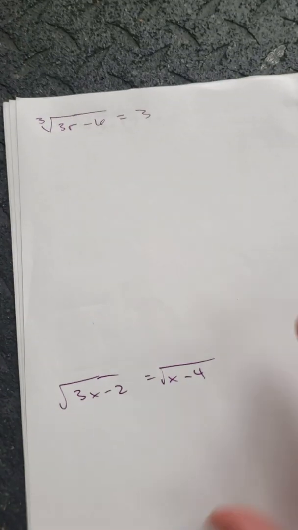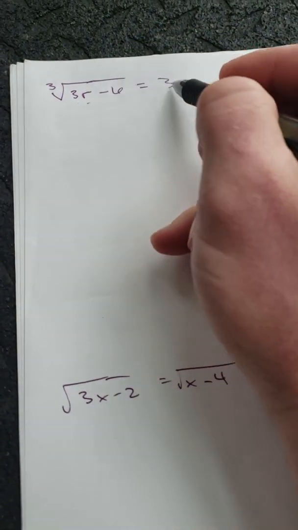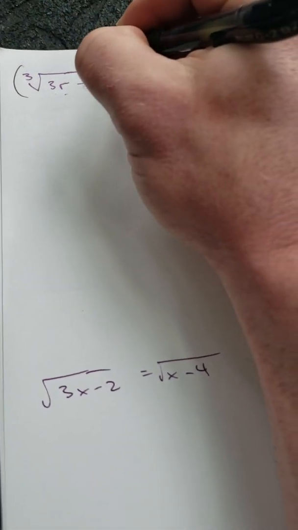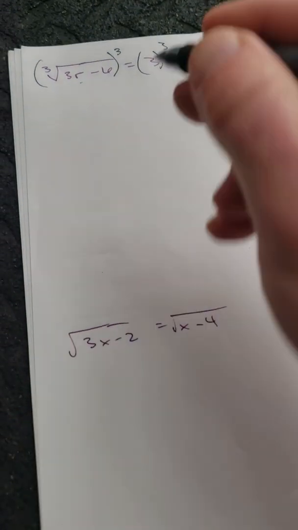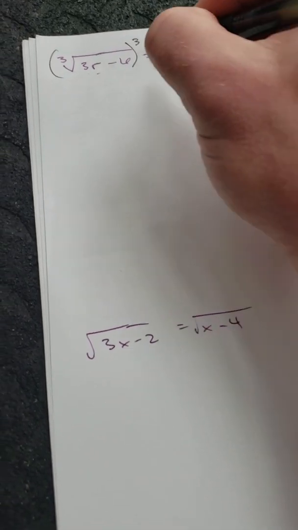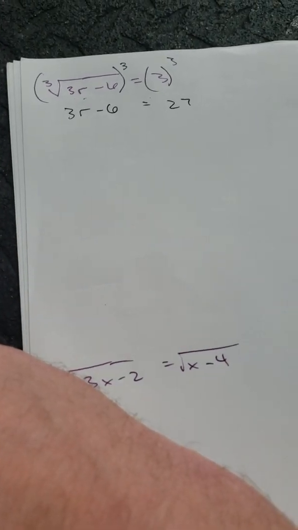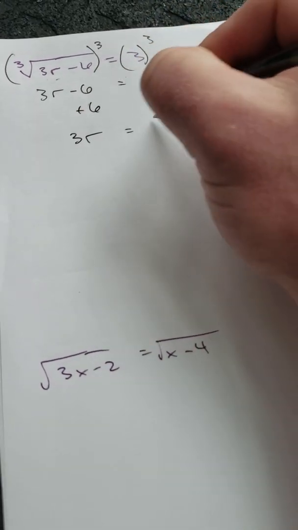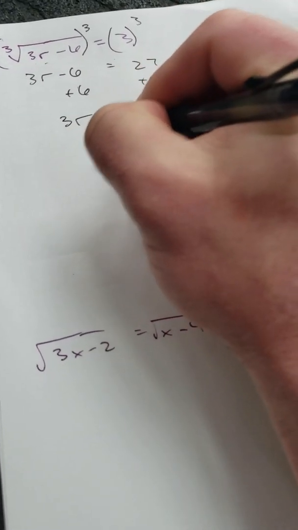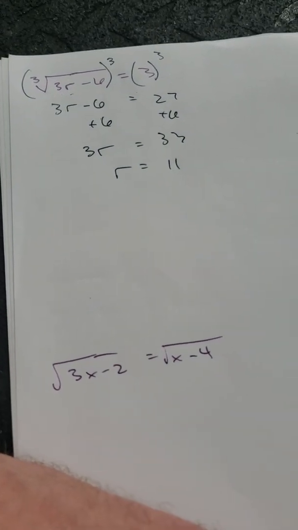All right. So now we have some different numbers here. We have the cube root of 3r minus 6 and this. So this time, instead of squaring it, you're right, we are going to cube both sides. So we end up with 3 times 3 times 3, 27, equals 3r minus 6. Plus 6, 3r equals 33. And r equals 11. All right, take that, go plug it back in.